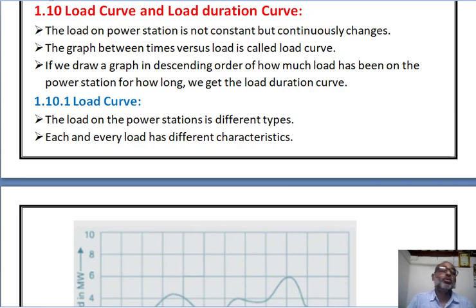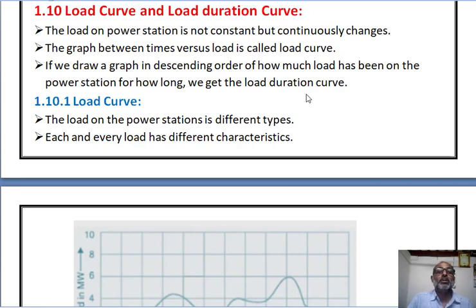Now if we draw a graph in descending order of how much load has been on the power station and for how long, we get the load duration curve. That means from this graph we can decide how much load is present on the power station for one period.